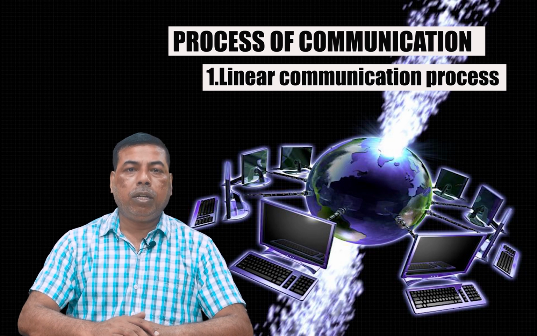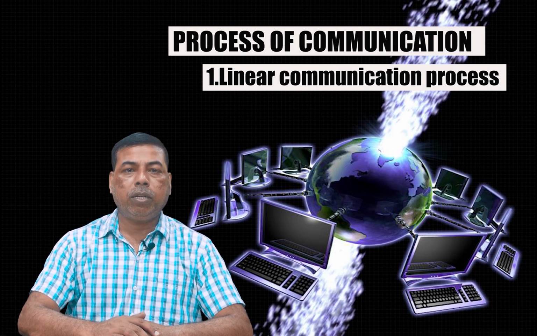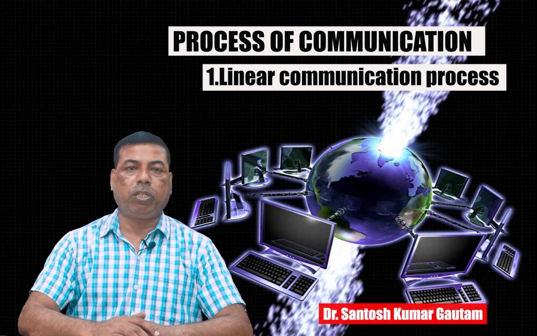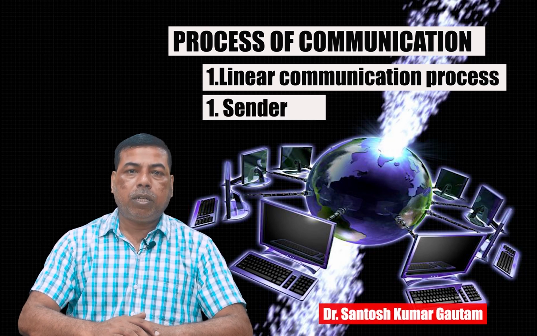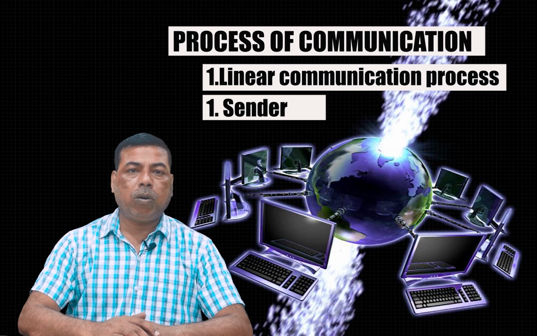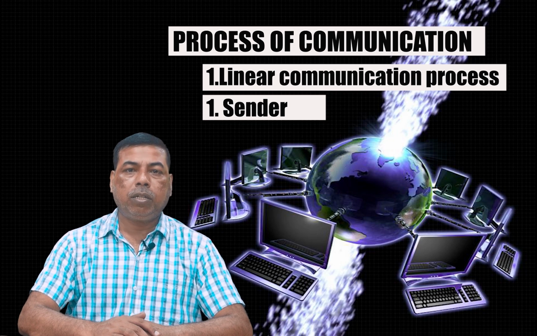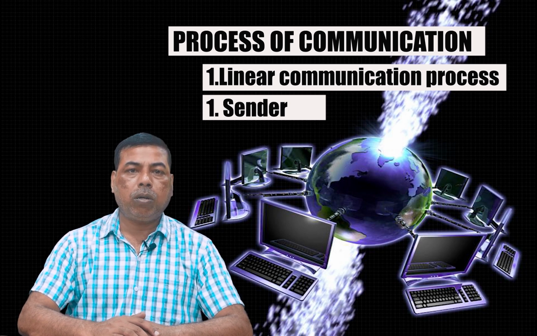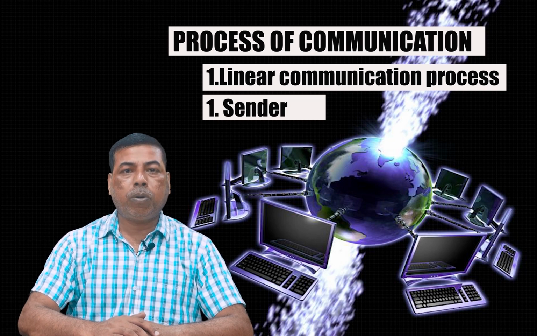Let's explore the linear communication process and also provide examples to illustrate each stage. Number one, sender. The sender is the initiator of the communication process. The sender encodes the message and decides how to convey it. For example, a manager in a company may send an email to their subordinates informing them about a new project, or politicians use several methods like media, rallies, roadshows to deliver messages and form public opinion.